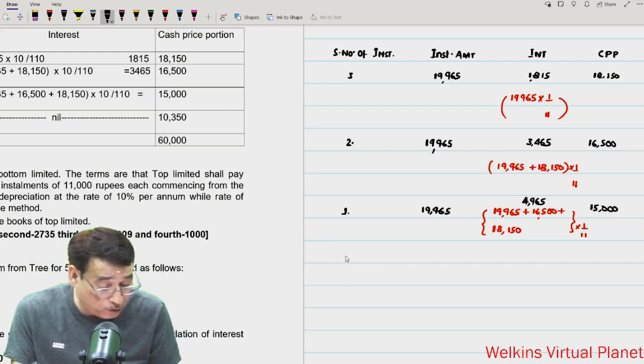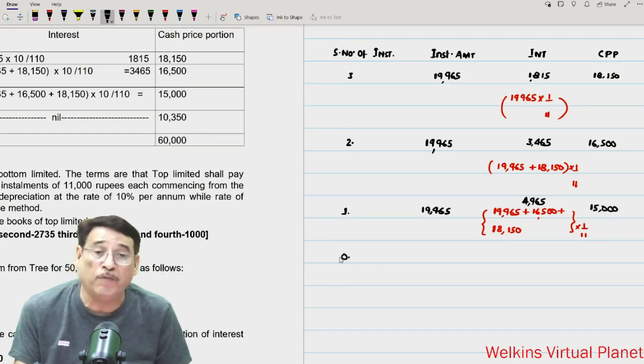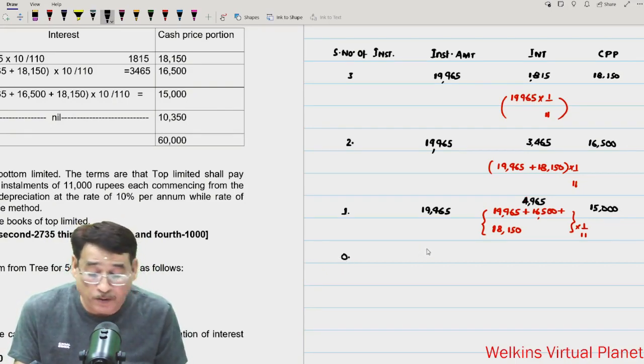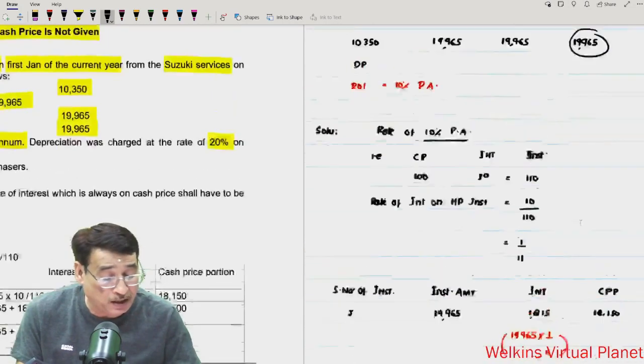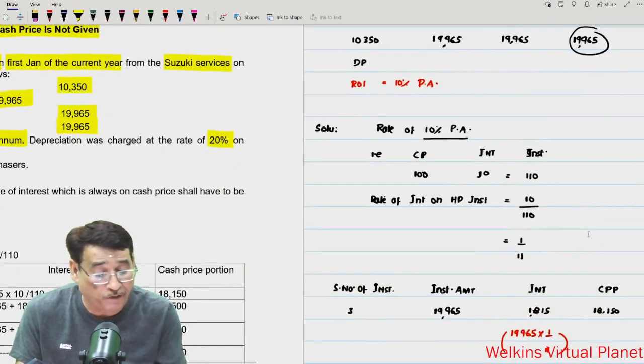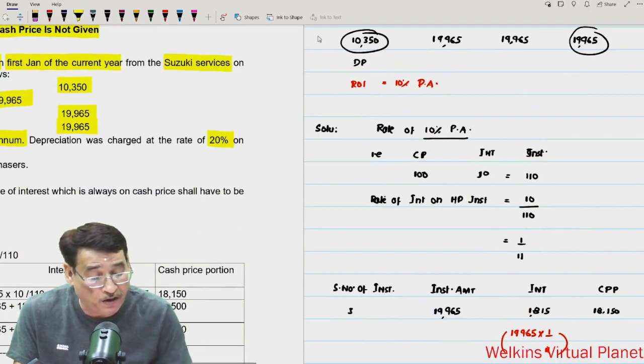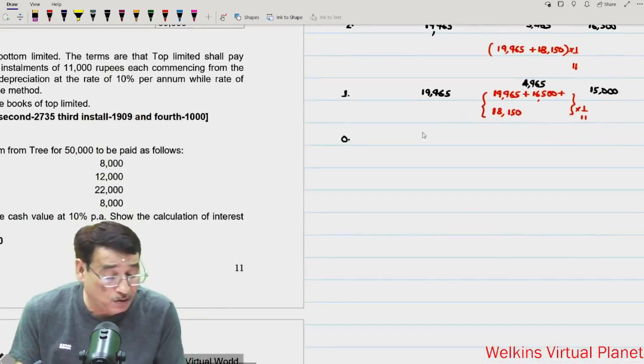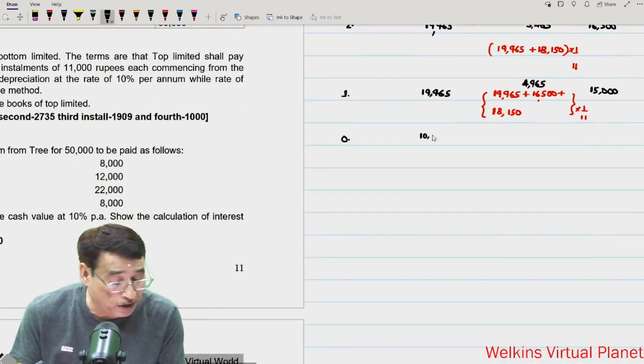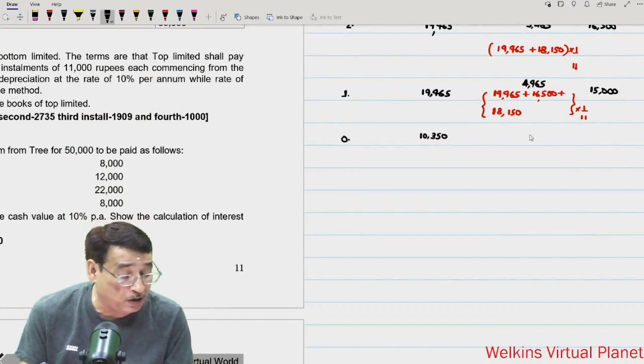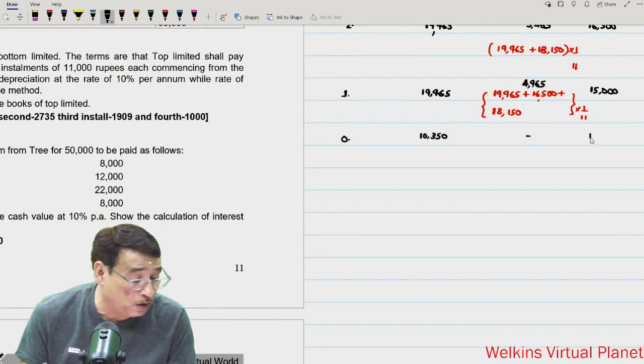Now we will come to the zero installment. Zero installment means down payment. And down payment in the question was given to us as 10,350. So 10,350 is your down payment. So you will have to write your down payment 10,350. And in the down payment, we know that there is no interest at all. So I will write here 10,350.